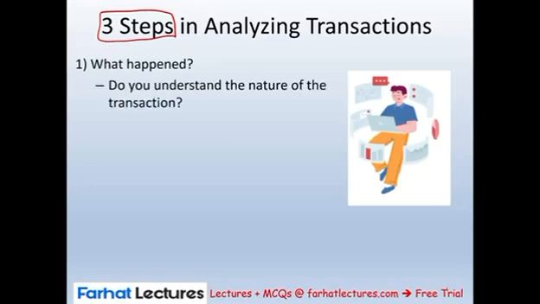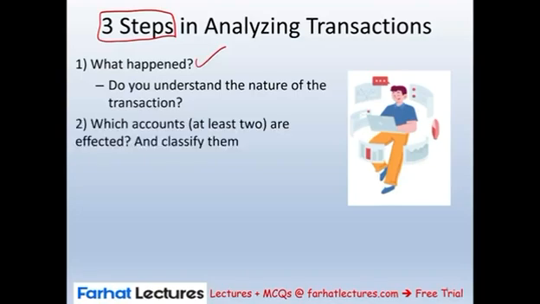In other words, do you understand the nature of the transaction? Do you understand what actually happened? Can you explain the transaction to someone else? If you can do that, you can answer what happened. Now, as you are explaining the transaction, you need to identify which accounts, at least 2 accounts in every transaction, are affected. So you would identify at least 2 accounts. Now, why 2 accounts? You're going to see later we have double entry accounting.